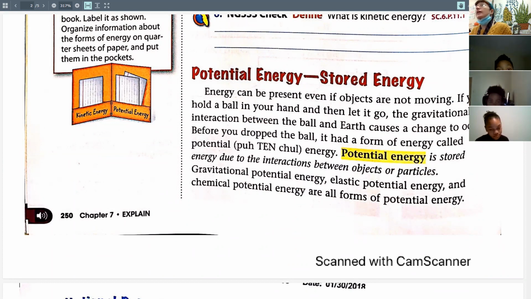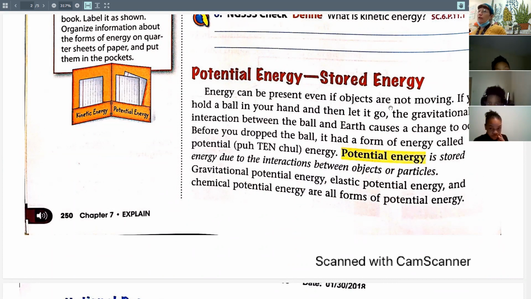Energy can be present even if objects are not moving. If you hold a ball in your hand and then let go, the gravitational interaction between the ball and the earth causes a change to occur. Before you dropped the ball, it had a form of energy called potential energy. Potential energy is stored energy due to the interaction between objects or particles.